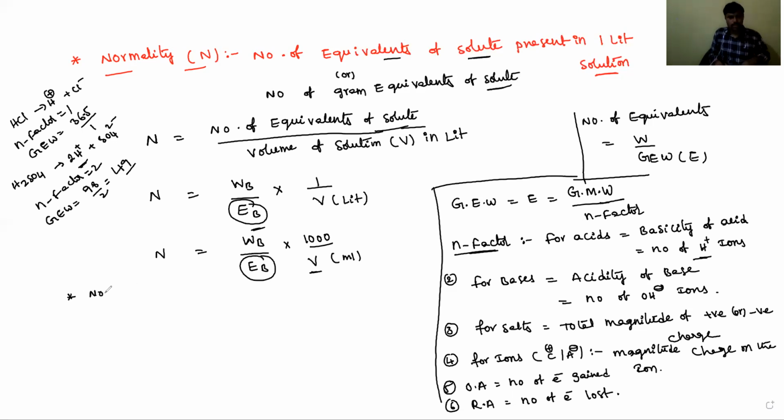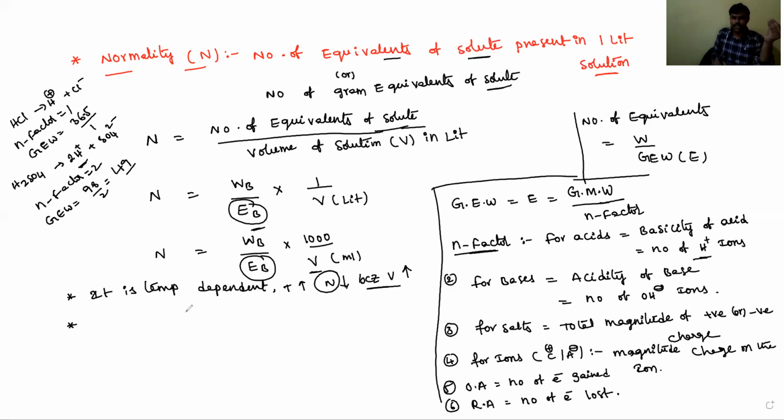Normality, students, is temperature dependent. If temperature increases, normality will decrease because the volume increases. Okay, students, so normality is temperature dependent. That's why, as the temperature increases, the normality decreases.